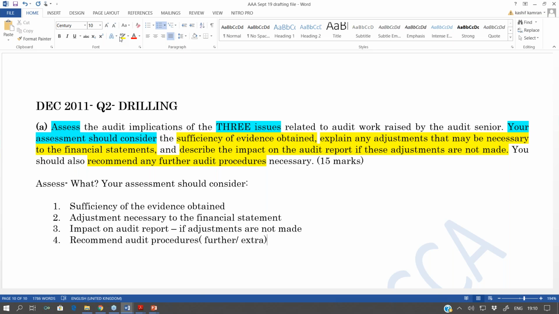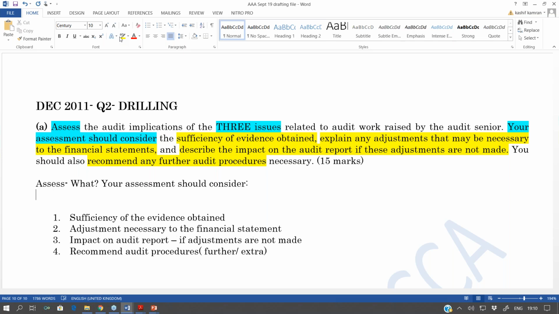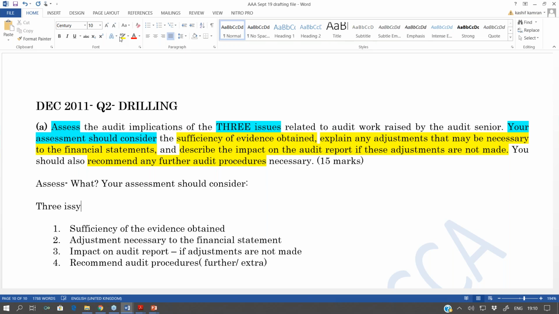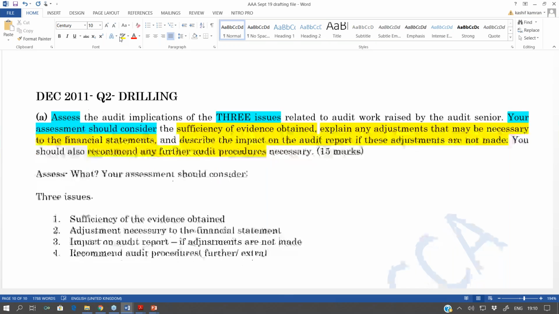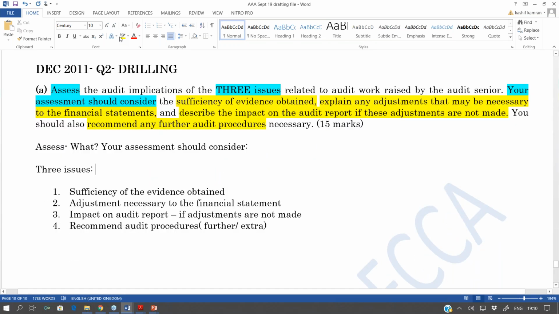How many things are we doing for 3 issues? For every issue, how many things are we doing? 4 things, right? So do we have 3 issues? And for every issue, we have to do 4 things. And how many marks we have per issue? How many marks we have in total? 15. So per issue, how many marks we have? 5, right? So that's something very simple.